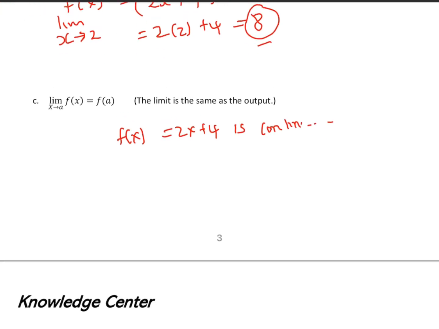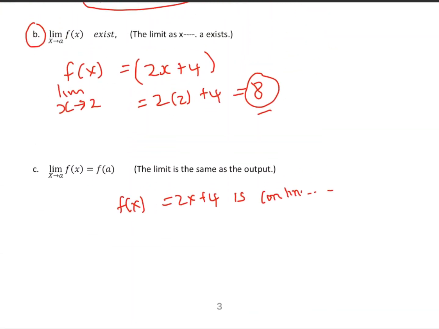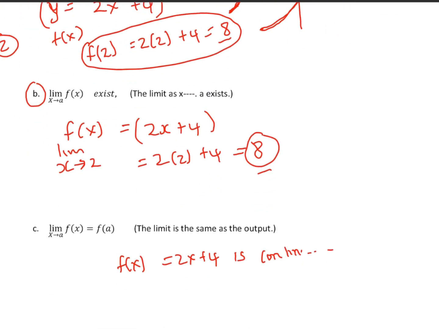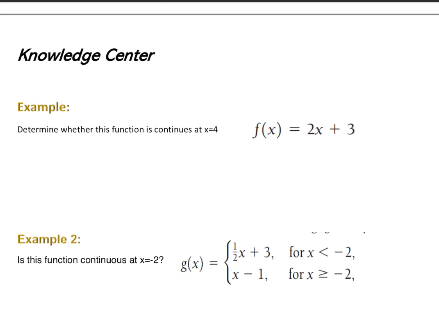So this is a simple explanation of how you can get to know whether a function is continuous or not. Let's look at an example: 2x plus 3. We are asking whether this function is continuous or not at a value x equal to 4.